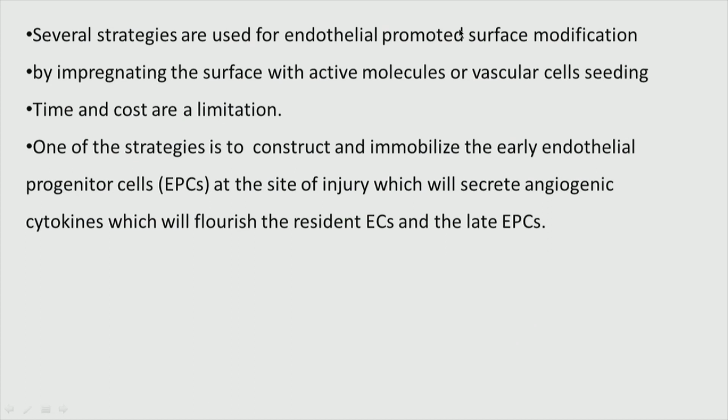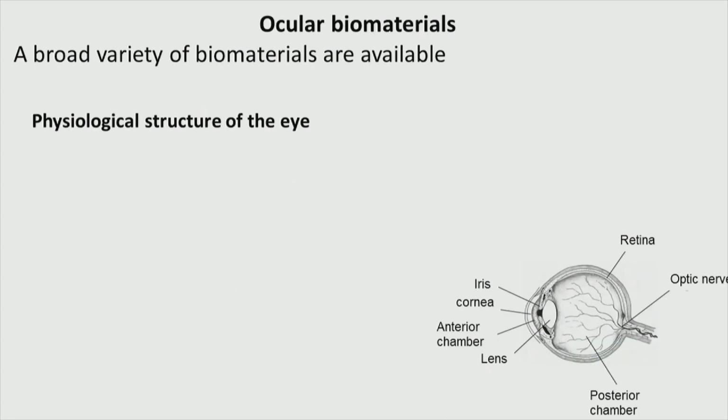Next, look at some biomaterials that are used in the ocular, that means the eye. Basically as you can see, the retina is here. You have the optical nerve which connects with the brain, this is the posterior chamber, this is the anterior chamber, we have the iris, the cornea here and the lens, this is the lens. So, there are a lot of biomaterials used in this place in the eye.